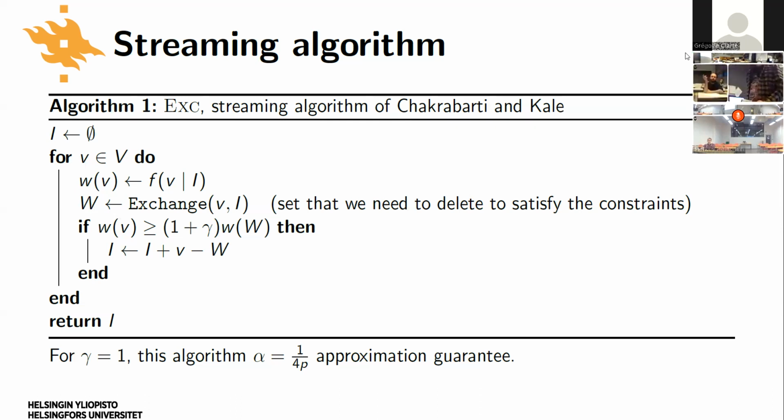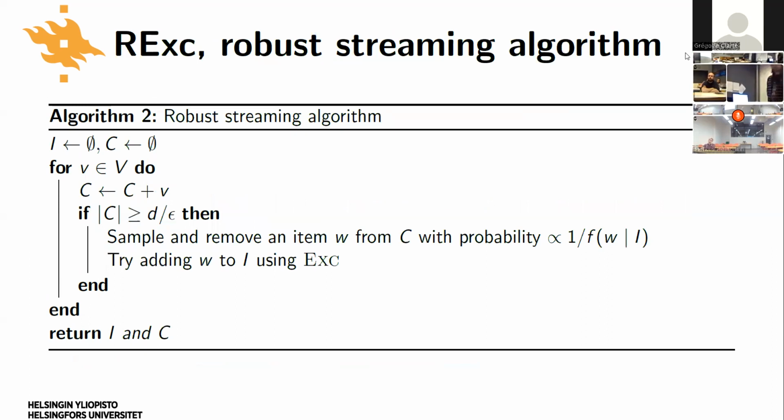Can you repeat what p was? Sorry, yes, p was the number of constraints you can have with this common matroid. So if you have a cardinality constraint, then this would give you 1 divided by 4, because it's just one constraint. That is worse than the best approximation algorithm, but this is a streaming algorithm and the other one isn't. And we are going to use this algorithm and do something else with it.